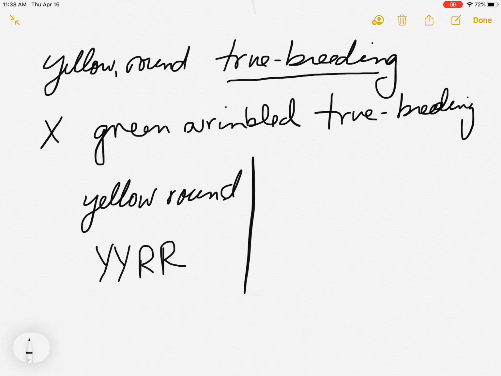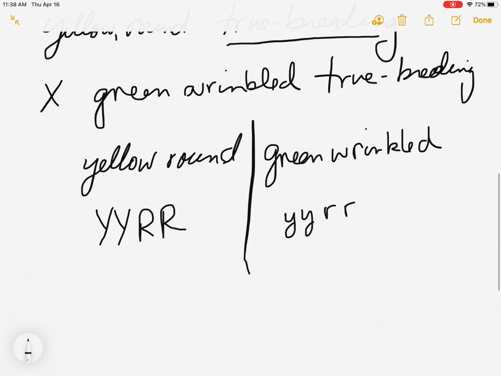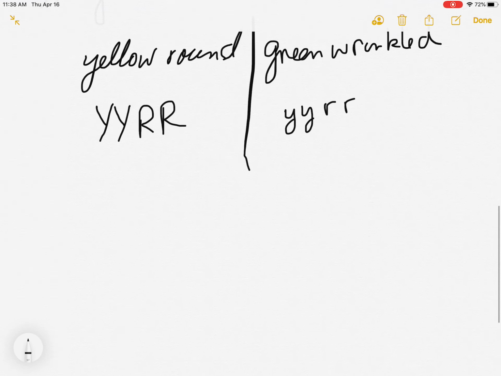Okay. Now, what about the green wrinkled pea? Again, it's true breeding, which means it has to be homozygous. It can't carry any other alleles. So that means green has to be homozygous recessive, and so does wrinkled. So there's the genotype for that pea.